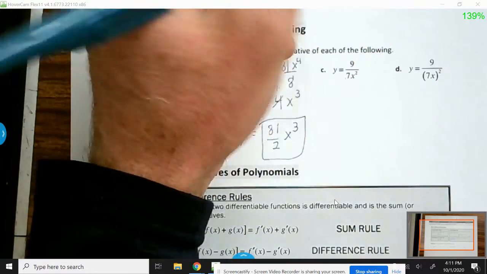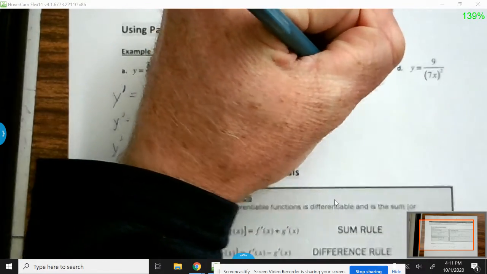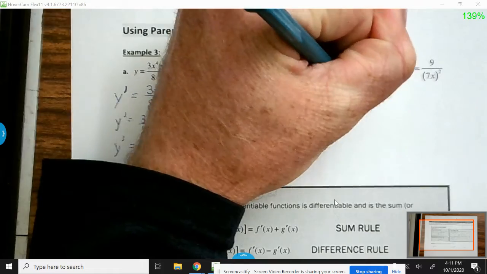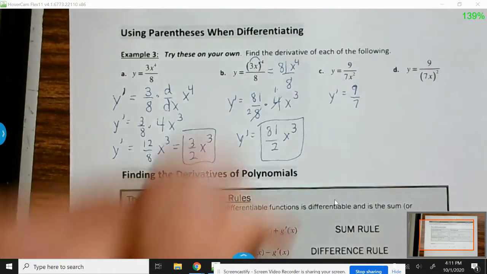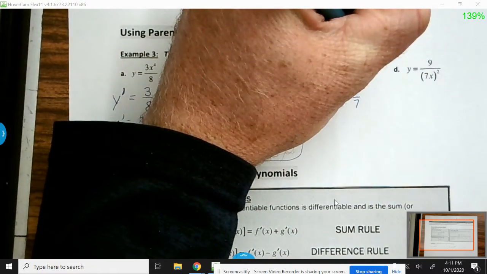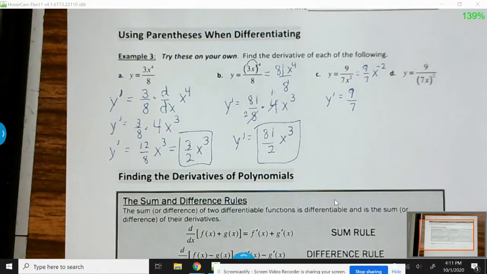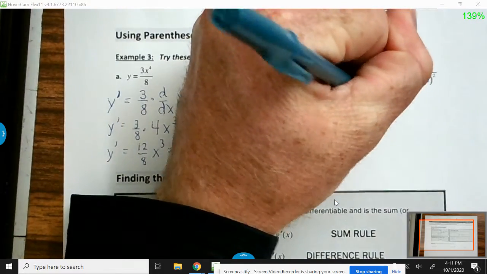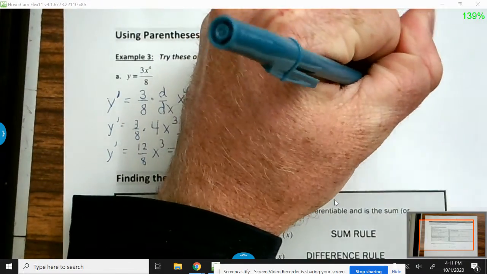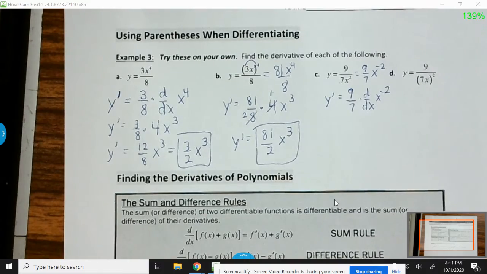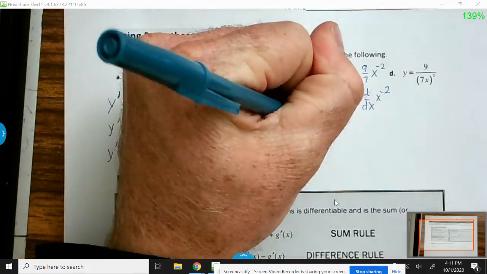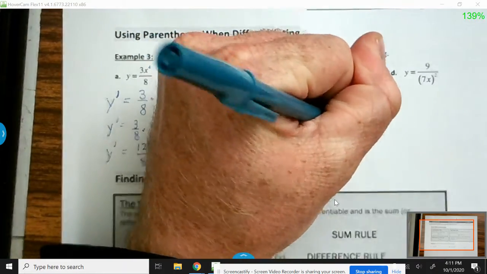Essentially, the 9 over 7 doesn't really play a part. But it does help if you rewrite this as 9/7 x to the negative second before I go and apply the power rule. So I'll write that down. Times the derivative with respect to x of x to the negative second. Okay? So y prime equals 9/7.